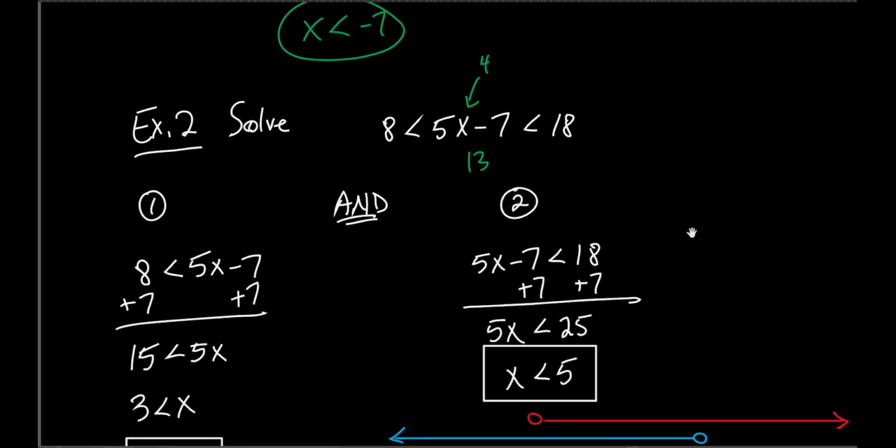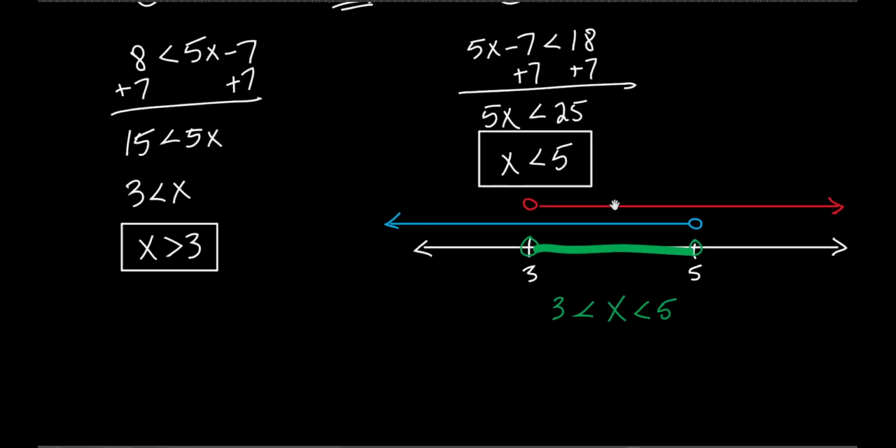Now let's pick a number on purpose that's not in the green. 6. Okay, let's do that. So let's put in a 6. 5 times 6 is 30. 30 minus 7 is 23. Is 23 between 8 and 18? No, it's not. So 6 doesn't work. You can do it on your own. I'm just trying to show you that numbers here.